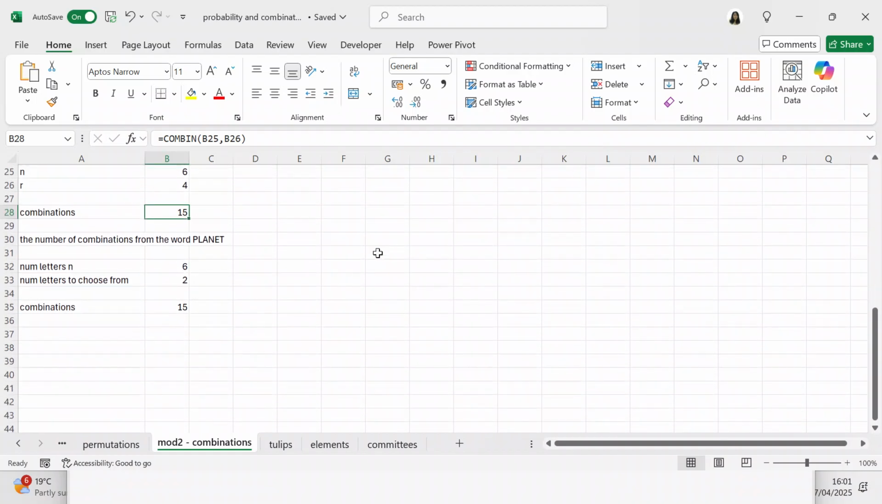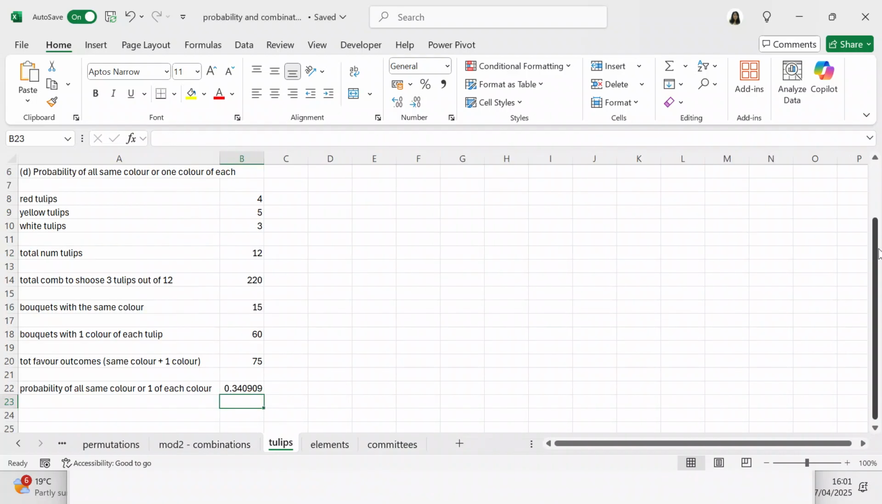The next one is the number of combinations from the word planet. The number of letters, n, is 6, and the number of letters to choose is 2. So you say equals COMBIN(B32, 2), and the result is 15.